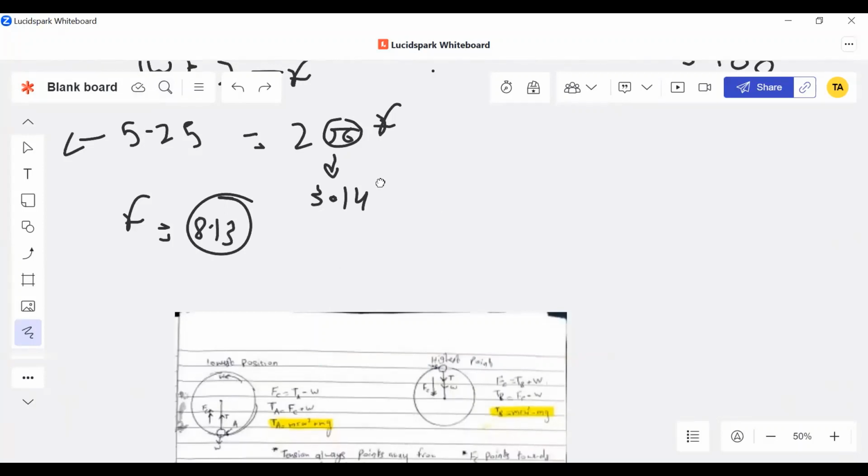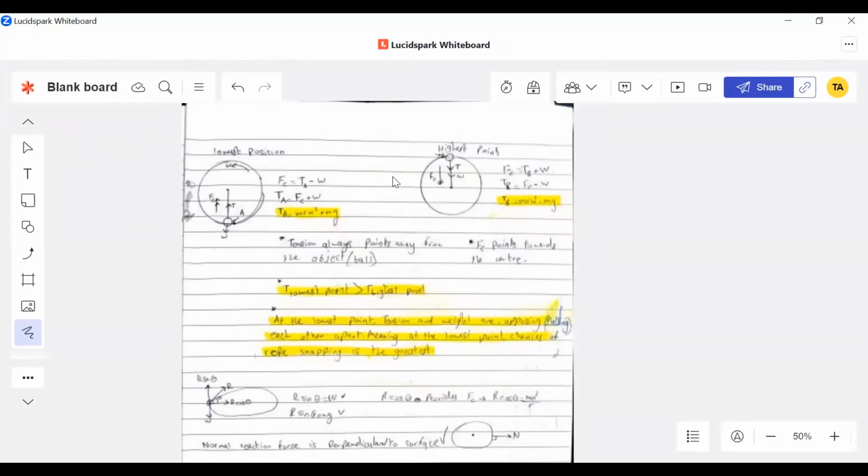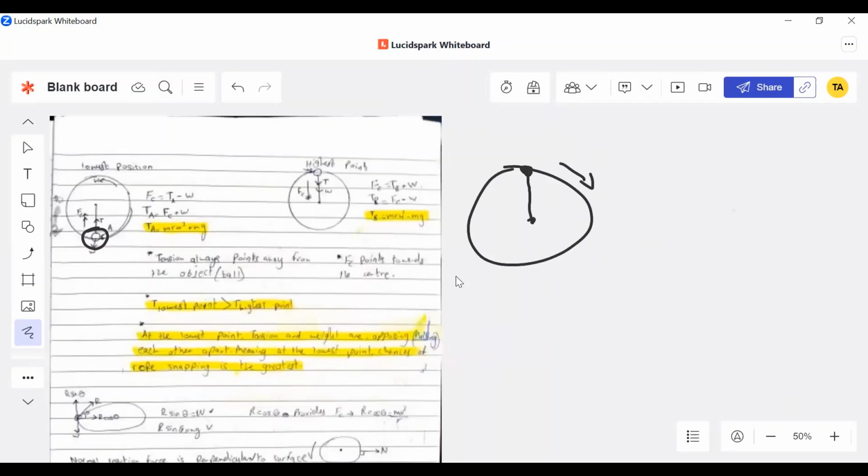So let's move on. Let's say I have a ball that is attached to a string, and the string is at the center. So the ball is moving in a circle like this. Now, when the ball is at the lowest point, meaning when the ball is hanging, it's hanging like this.